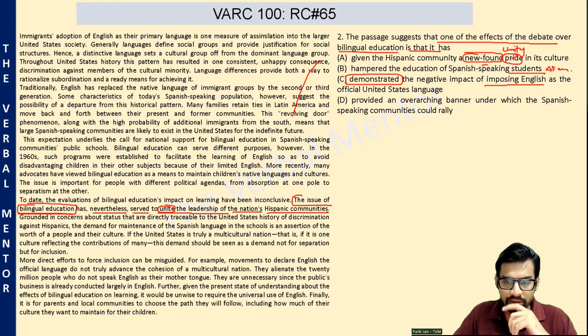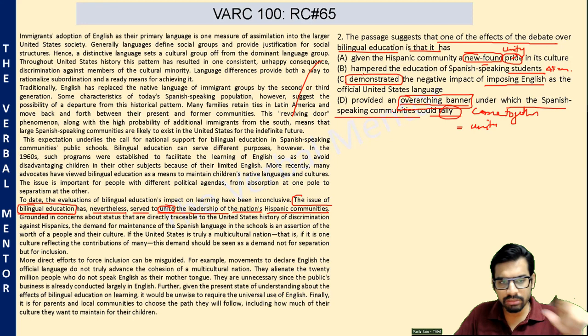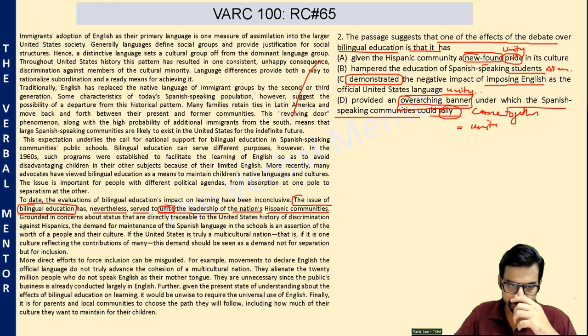What about option D? The issue of bilingual education has provided an overarching banner under which Spanish speaking communities could rally. Rally is to come together, equal to unite. An overarching banner would mean a common idea under which they can come together. So overarching banner would also mean unity. A banner under which they can unite, rally, and support each other. That's exactly what we needed. Option D is the correct answer.